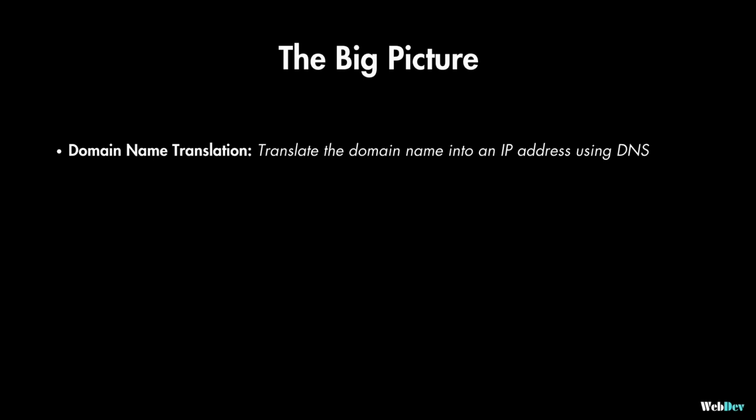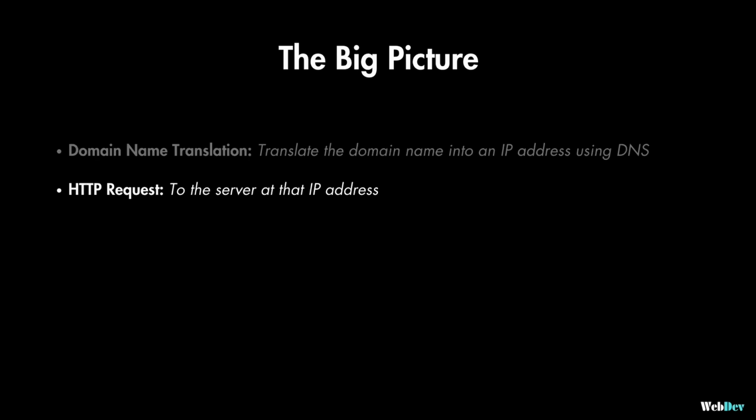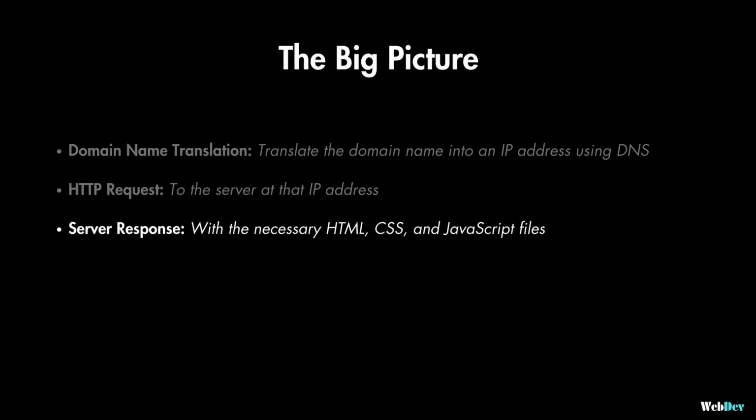So let's summarize what we just saw. When you want to visit a website, here is what happens behind the scenes. First, we are doing domain name translation. Your browser reaches out to the ISP to translate the domain name into an IP address using DNS. Then your browser sends an HTTP request to the server at that IP address, asking for the website files. The server then bundles up the necessary HTML, CSS and JavaScript files and sends them back to your browser.